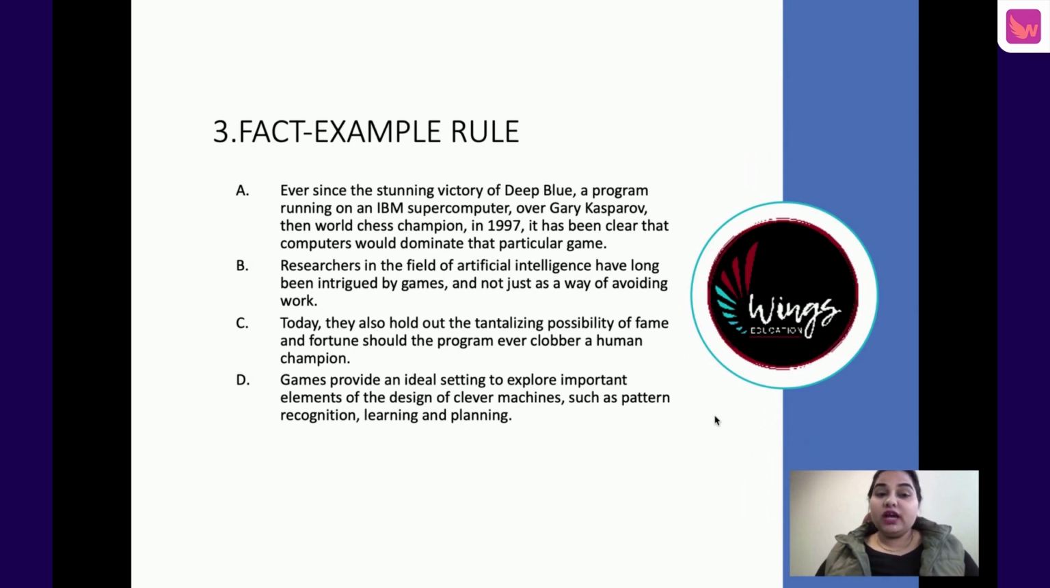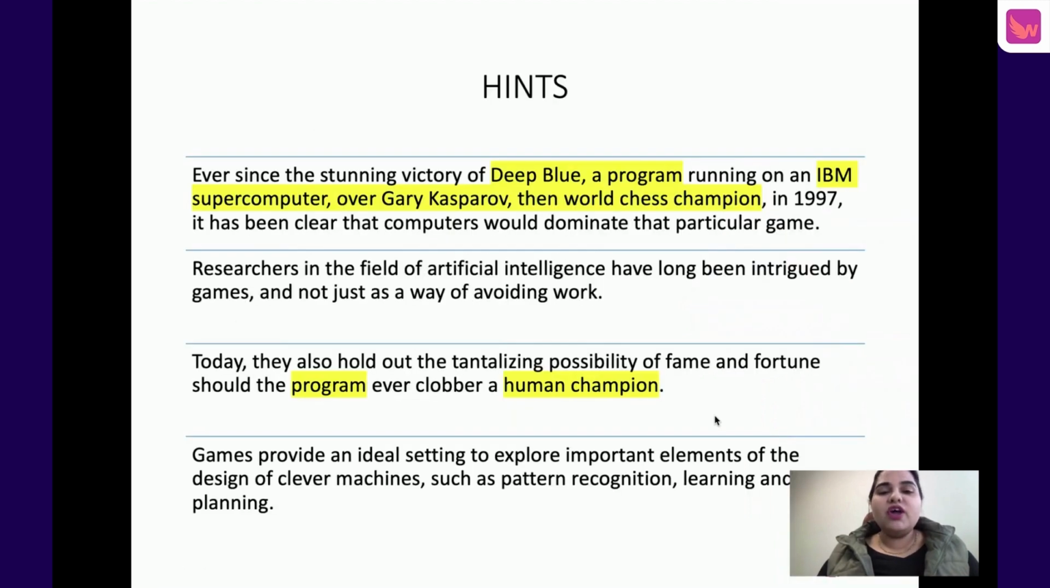We are going to study today reorder paragraph, second part, from the fact and example rule. Let us see what a fact is. A fact is going to be more general information that is followed by common nouns, whereas an example is going to be followed by more defined common nouns or examples having proper nouns.